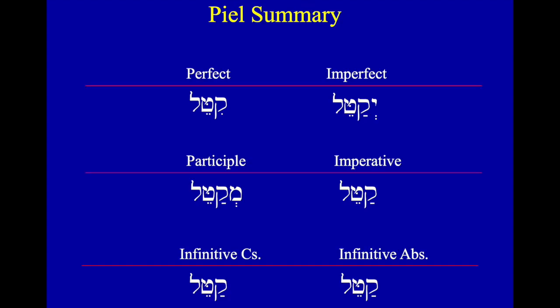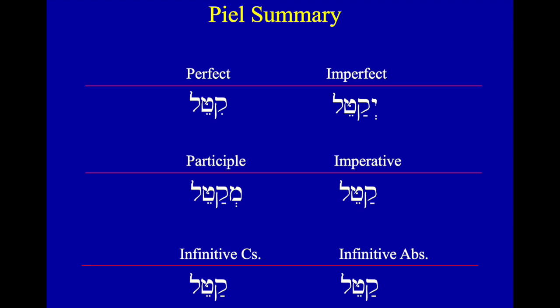Here's a little summary of the Piel. I've put all the different options together just so you can see them all at once. Notice that all of these different forms have a doubled middle radical. Here's our perfect and our imperfect on top, our participle and imperative in the middle, our infinitive construct and infinitive absolute underneath. Notice with our perfect and our imperfect form, kitel and yekatel, we've got the double middle radical. In the imperfect form, notice our schwa underneath our preformative. And then notice that same schwa is underneath the mem that is really a preformative for a participle. So the Piel has that schwa underneath the preformatives.